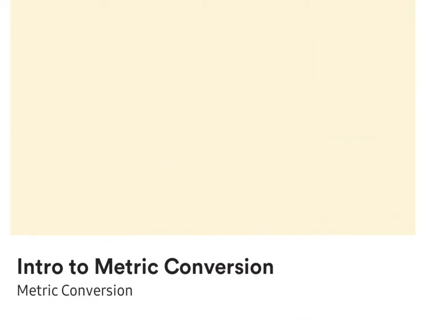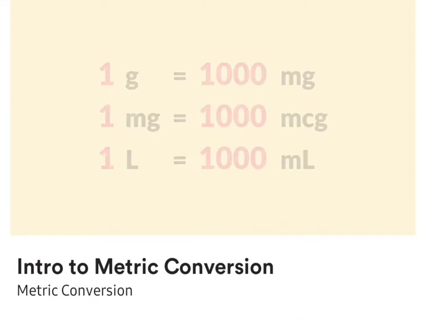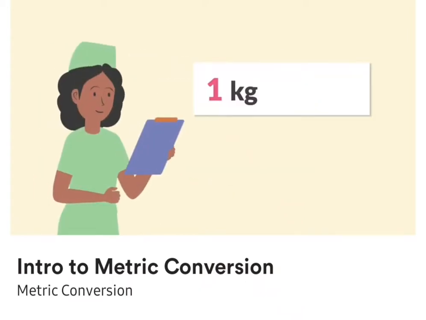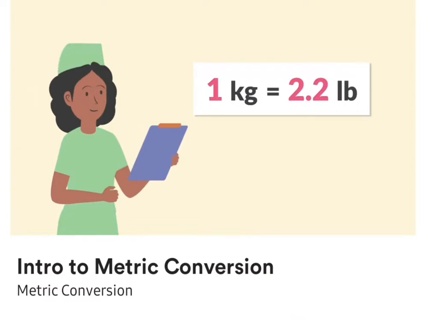For example, you already know that 1 gram equals 1,000 milligrams, or 1 milligram equals 1,000 micrograms. Or a liter, for example, that's 1,000 milliliters. Now, weight is often converted from pounds to kilograms for dosage calculations. So 1 kilogram is 2.2 pounds, and that's a very important conversion to memorize.